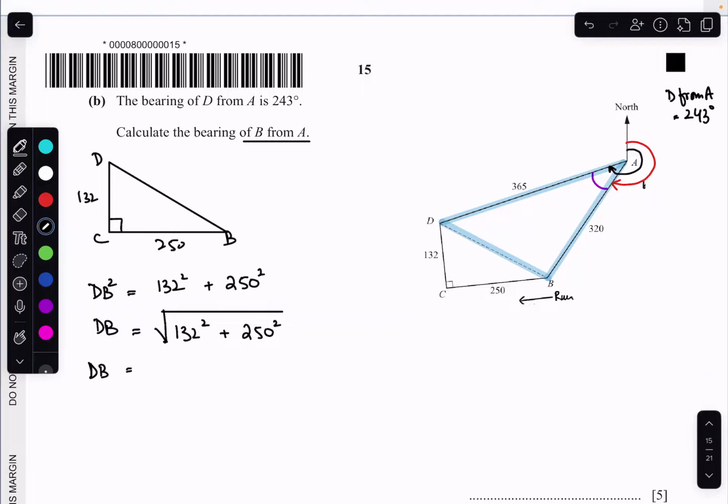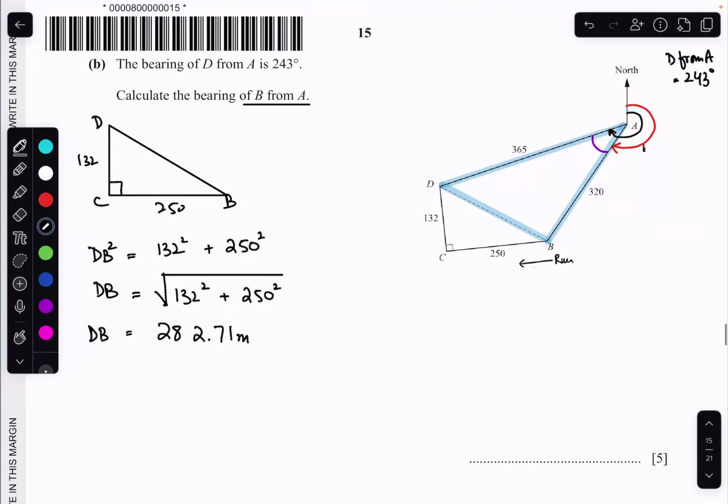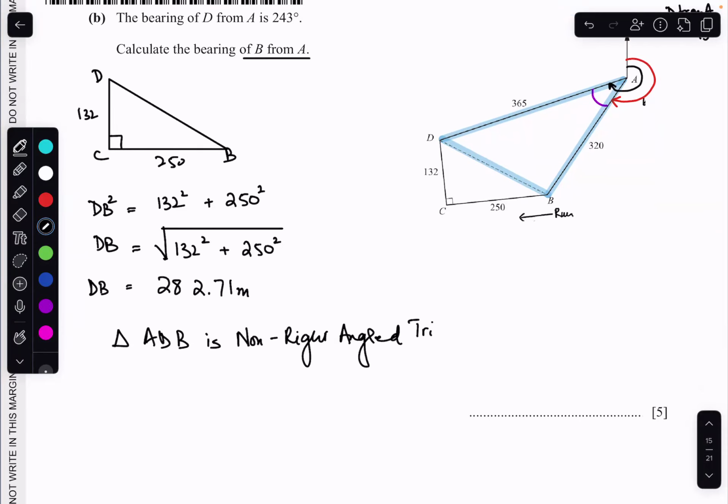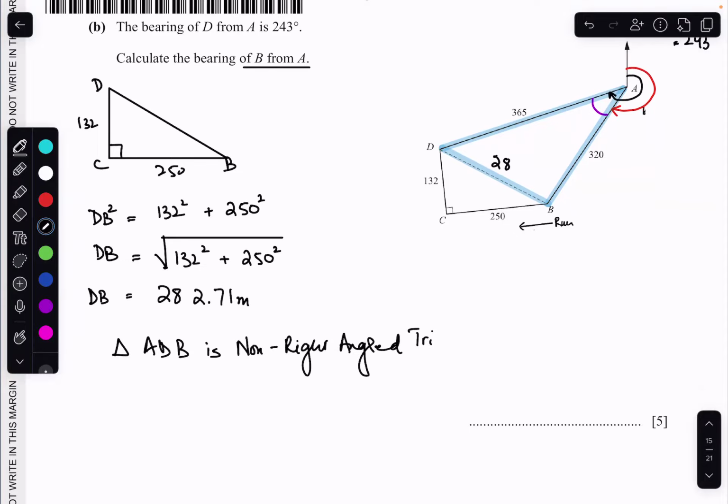So the value of dB should be 282.7. Okay. Now ADB is a non-right angle triangle. And we just found out dB, the length of dB. So we have two options, sine rule or cosine rule. Which one should I use? Which one can I use?